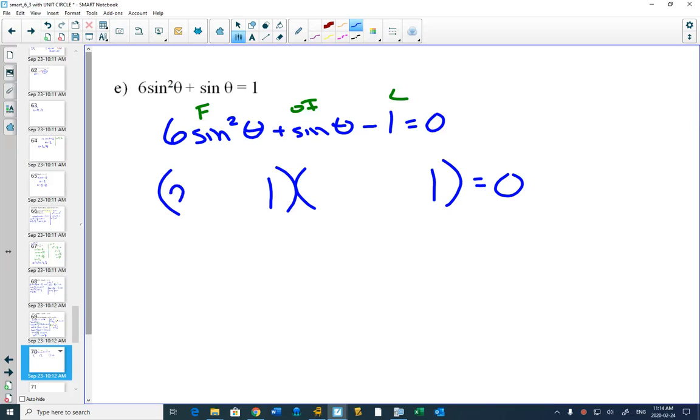Because if I do the 2 and the 3, my outside's going to be 2, my inside's going to be 3. Do 2 and 3 ever add or subtract to give you 1? Yes. So if I do 6 and 1, let's try 6 and 1 here.